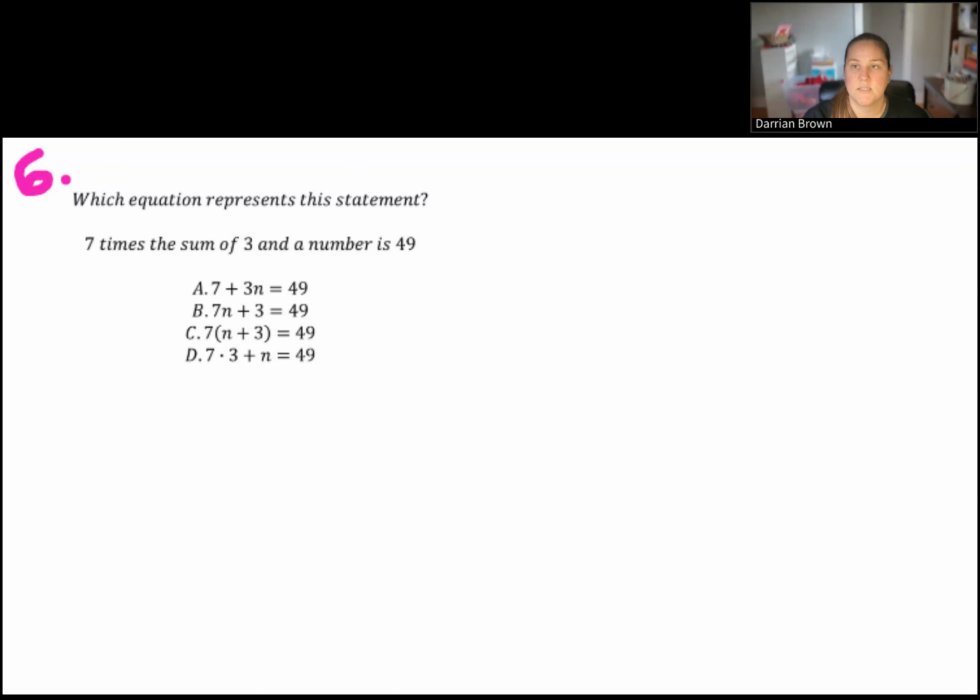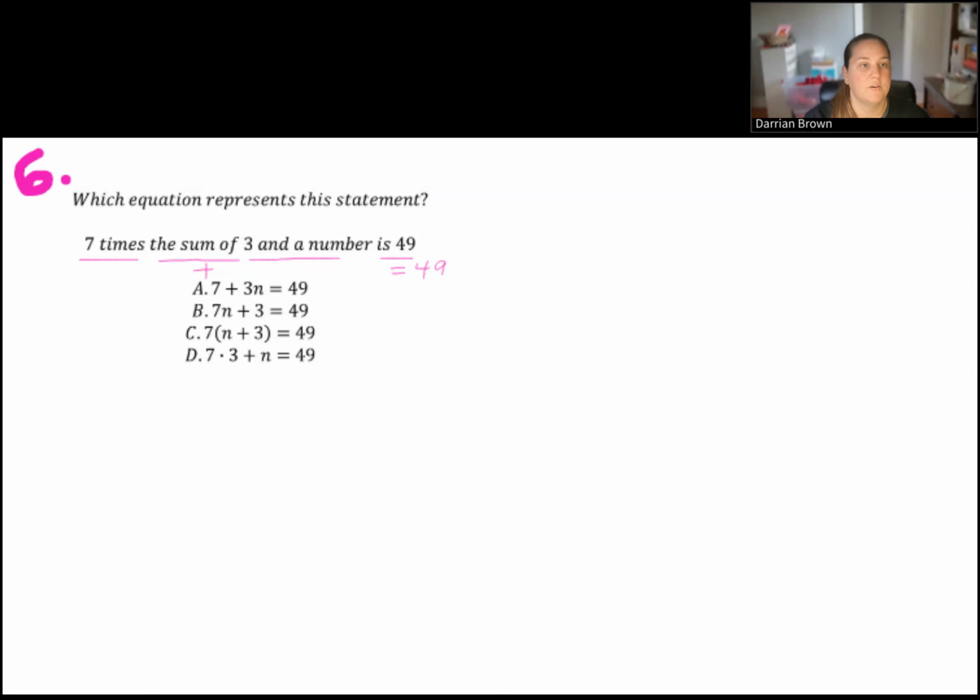So it says, oh, hang on, somebody's calling me. There we go. 7 times, so we'll underline that. The sum of, that tells us something's being added. KJ, stay on topic. 3 and a number, that tells us something else, is 49. That means equals 49.